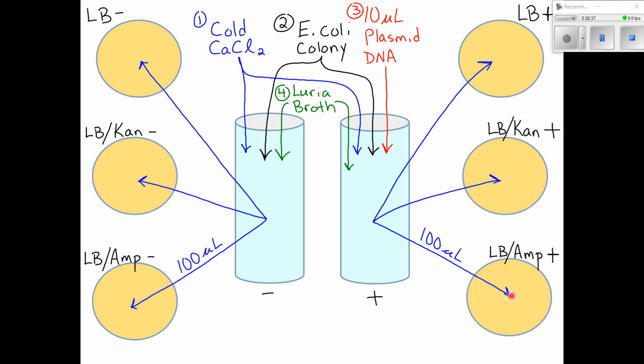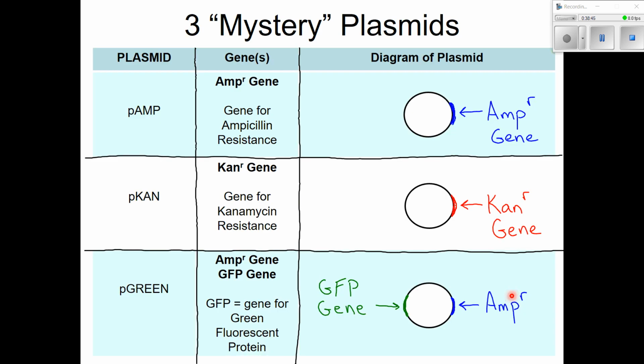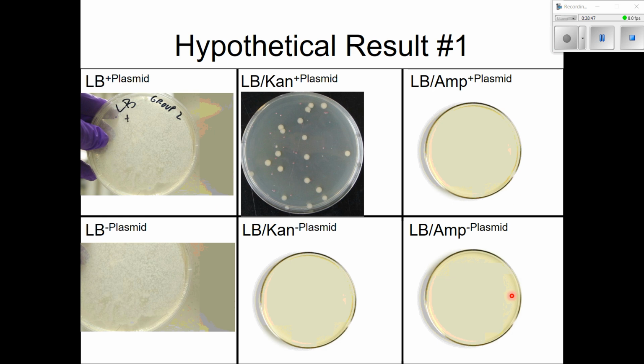We'll take all 6 of your plates and we'll put them in an incubator and we'll keep them at 37 degrees, nice and warm, for 24 hours, and we want to see what's growing on those plates. So I'm going to walk you through some hypothetical results. And so here's our 6 plates.